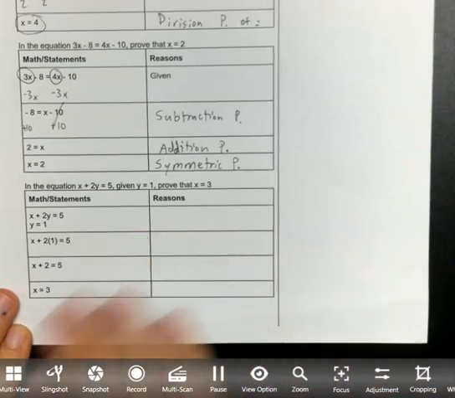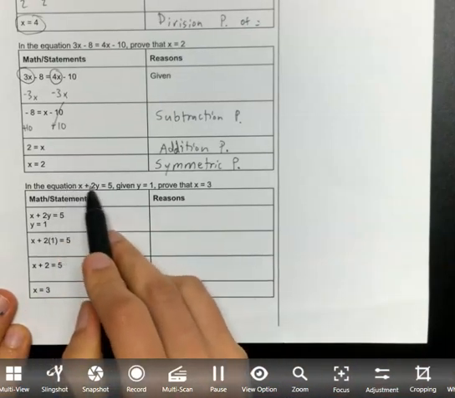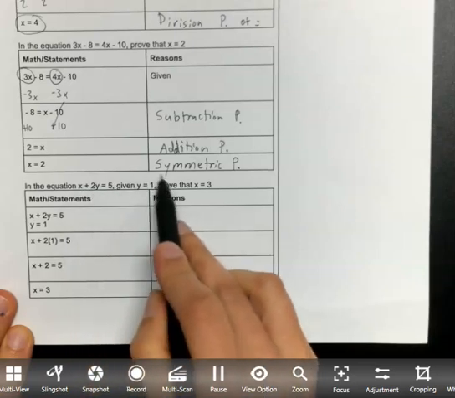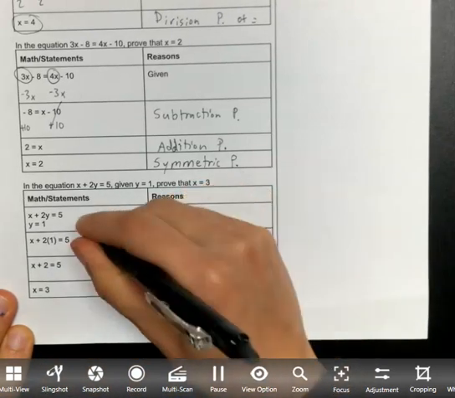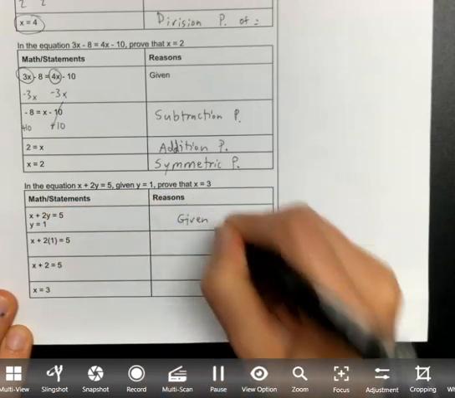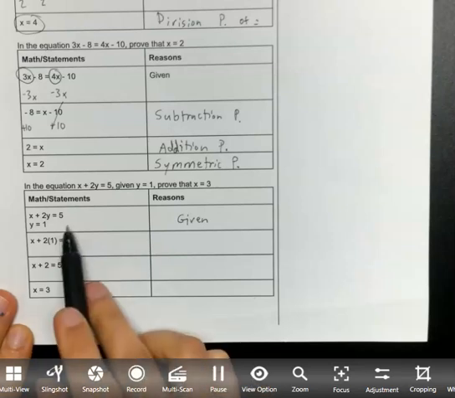All right, next. So the first thing that I'm going to do is put all of this stuff in my given section. So I'm going to say, hey, put all this stuff here, and I'm going to go ahead and say that was given to me.